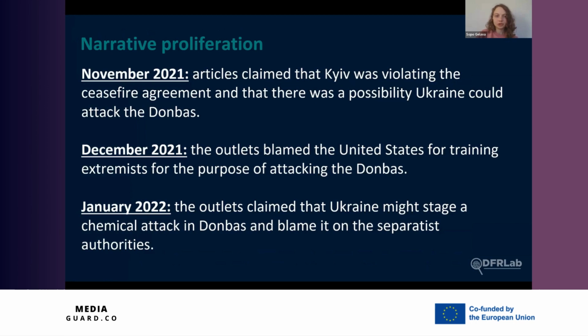In November 2021, the narrative was that Ukraine was violating the ceasefire agreement, and there was a possibility Ukraine could attack Donbass. In December 2021, the narrative was that the United States trained extremists for the purposes of attacking the Donbass. And then in January 2022, again a month before the Russian intervention, the outlets claimed that Ukraine might stage a chemical attack in Donbass and blame it on the separatist authorities.